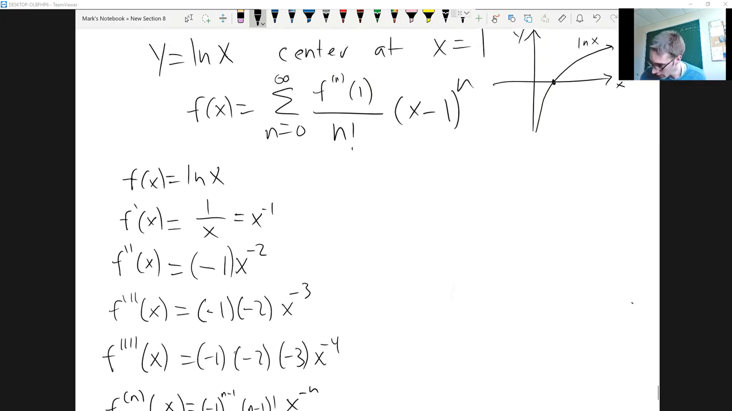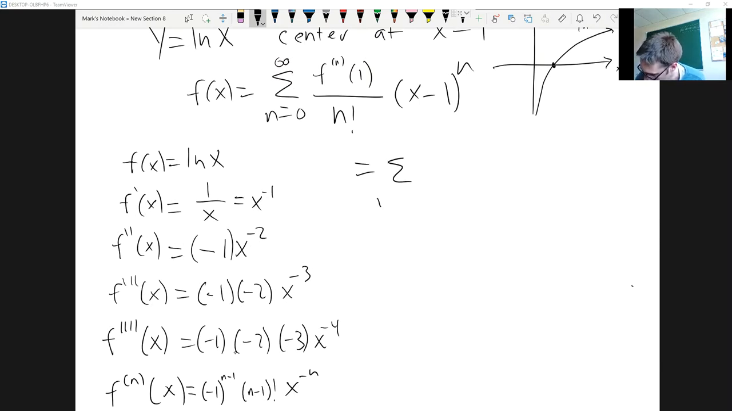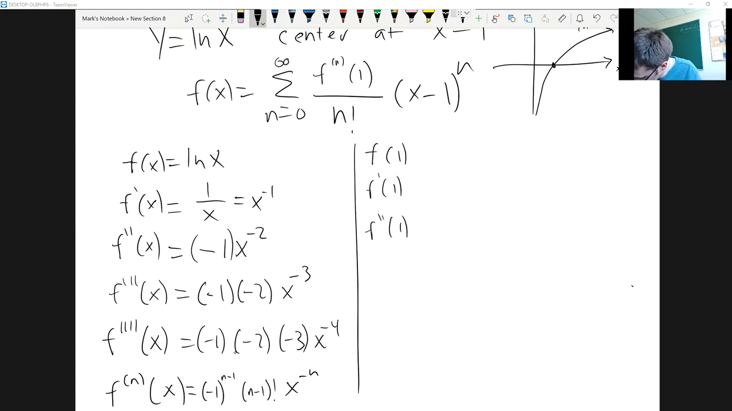Okay, so let's plug that into our formula. We have the sum from n equals 0 to infinity. And in fact, since the log of x was sort of a special case, before we do that, we can actually plug in some things. Plug in the value of 1. So let's compute f of 1, f prime of 1, f double prime of 1, f triple prime of 1, and so on. And then we'll plug it in, because I want you to notice what's going on here.